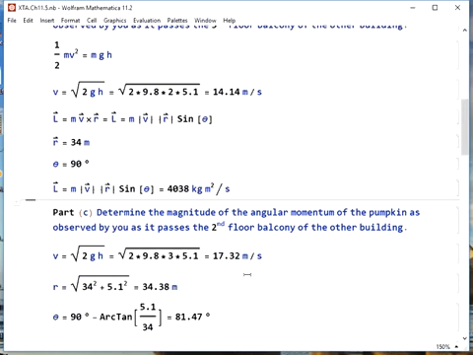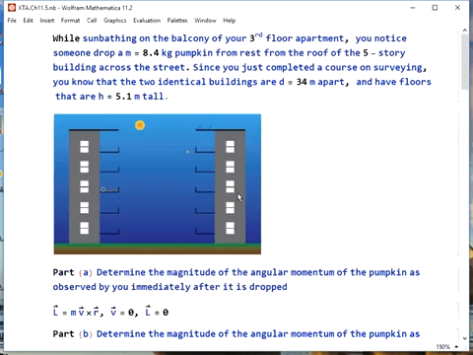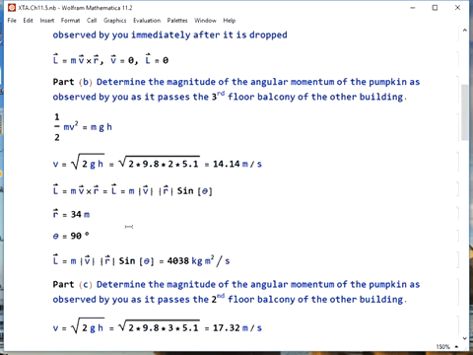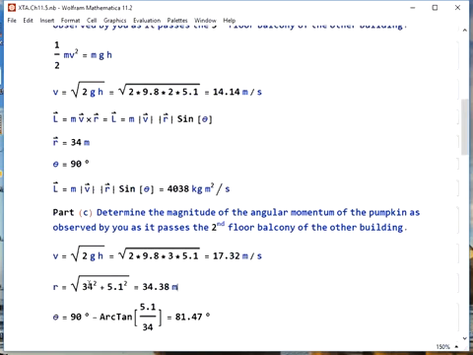Part C, determine the angular momentum when it goes past the second floor balcony. v is a little bit larger because now it's fallen for 3 floors. r is larger, but it's now at an angle. Instead of straight across, it's down like this. And we want the sine of that angle.